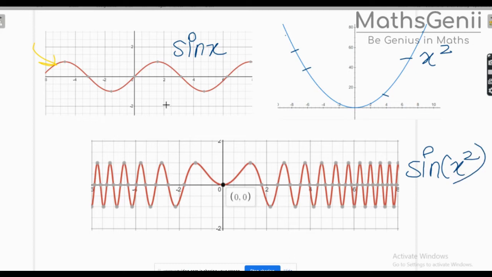So if these are continuous functions, then f of g x is also a continuous function. Simple. That is what the theorem is telling you. It's that simple. Okay. Now let's look at one more example of the same theorem.